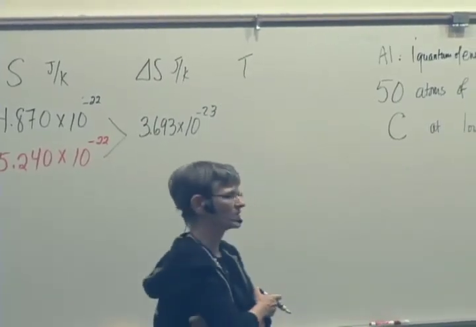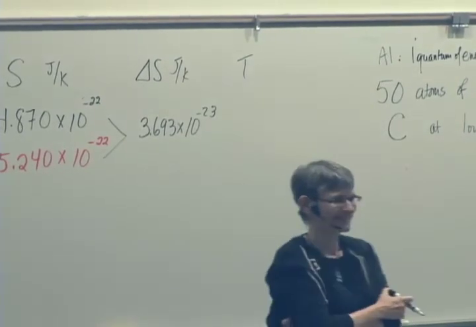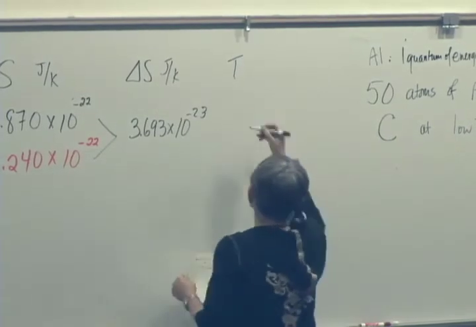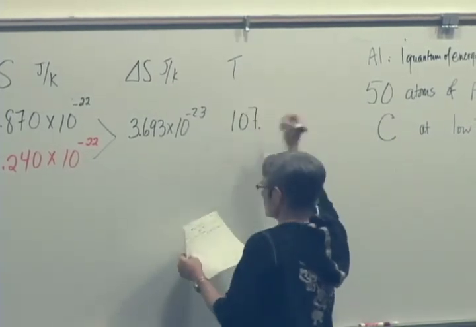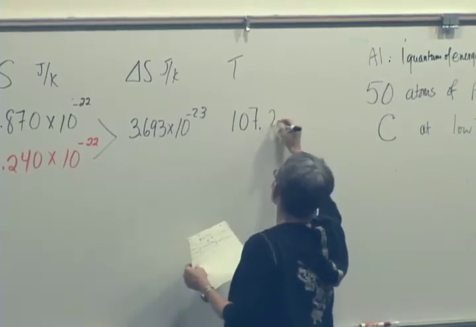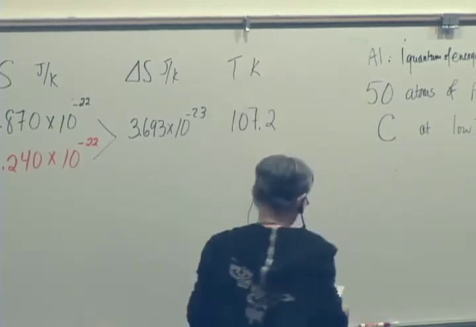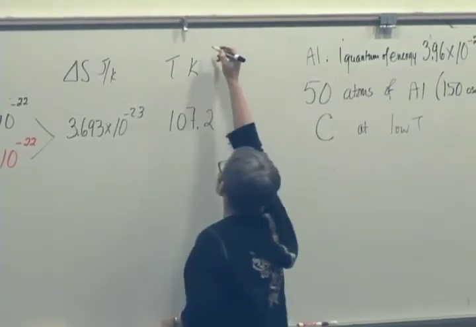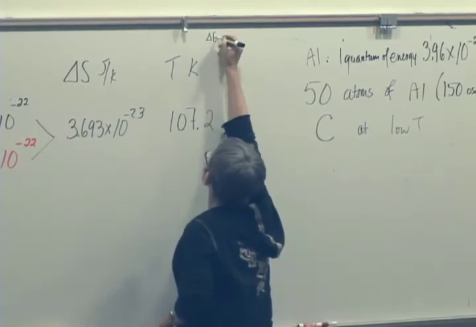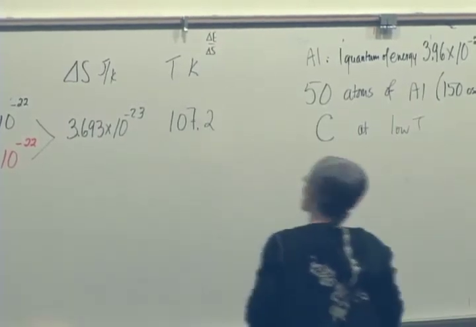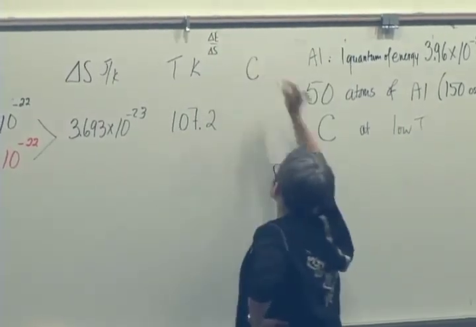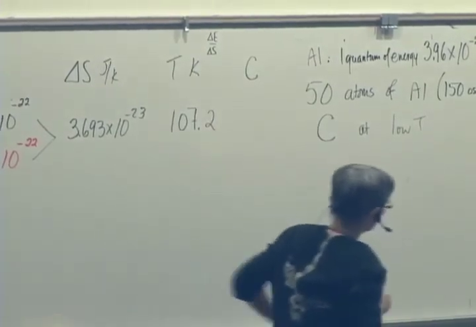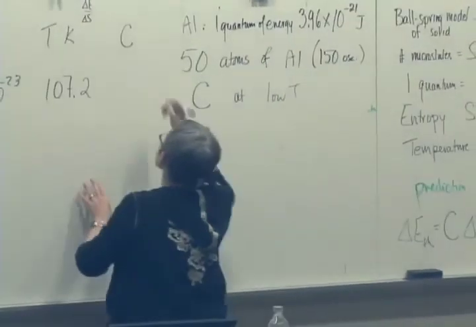We need another number. Someone else better pull out a calculator. So it's 107.2 Kelvin. Okay, that's awesome. So you calculated delta E over delta S to get that. So now we need the specific heat capacity. And so what we need is a delta E over delta T, right?